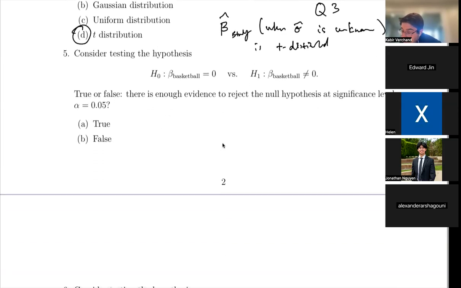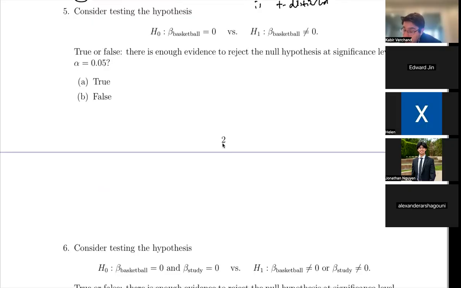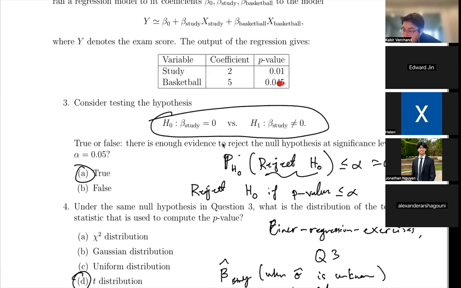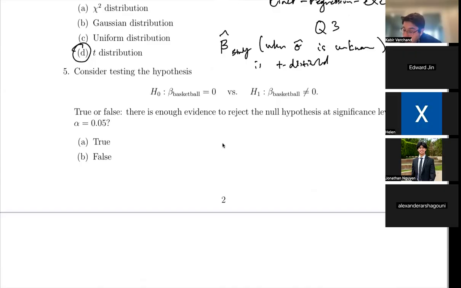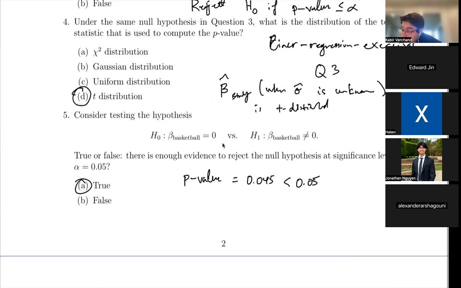Okay, so the next problem is very similar to problem 3. We're considering testing the hypothesis where the null is that beta basketball equals zero, so the null hypothesis that there's no linear relationship between the amount of hours that you play basketball and the score that you get on the exam. The question is, can we reject the null hypothesis at significance level 0.05? This is the same game. We just check the p-value. If it's less than the significance level, we can reject. In this case, the p-value equals 0.045, which is less than 0.05, so we can reject. And the answer is true.